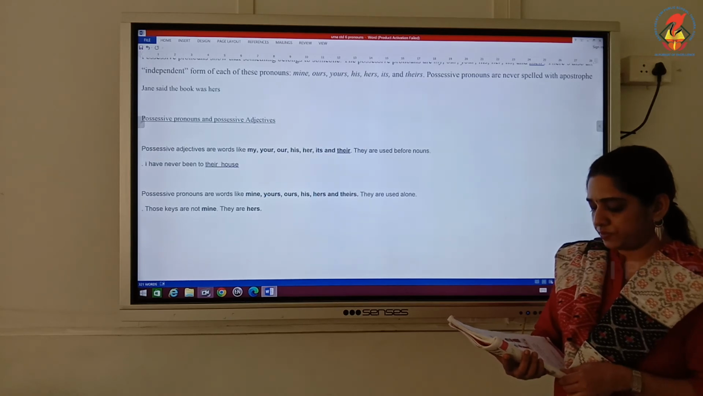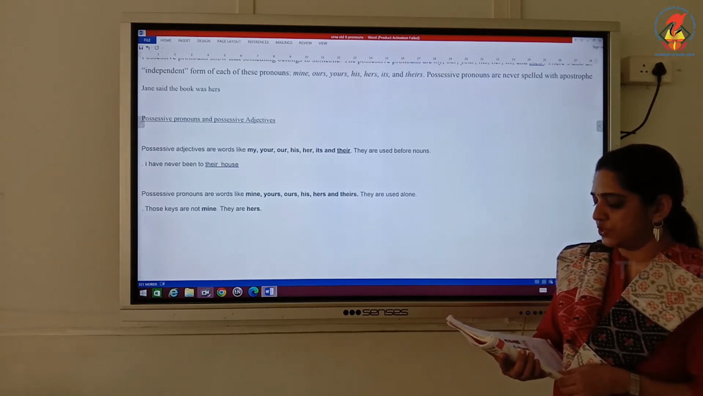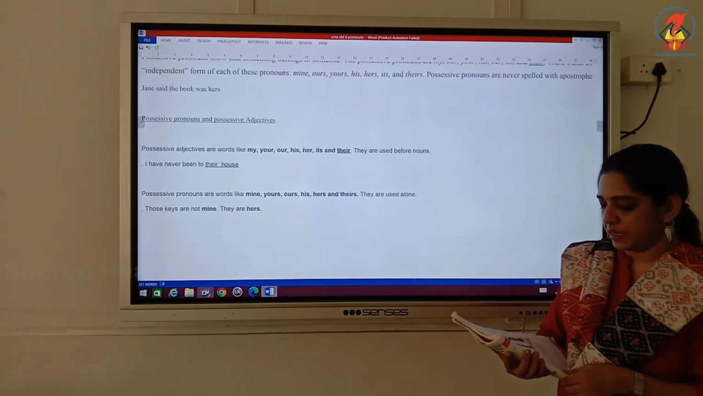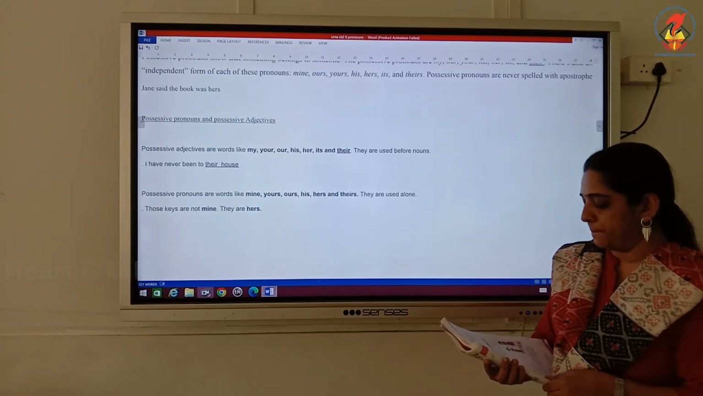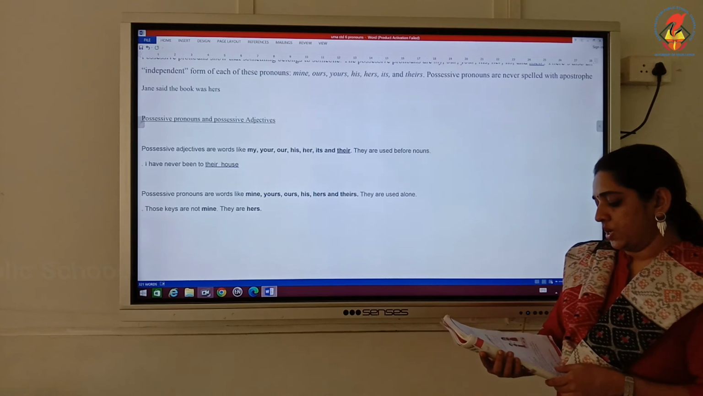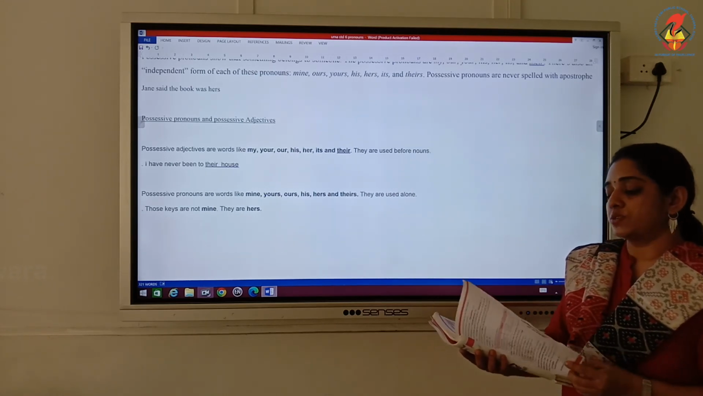Then, send the letter to him. Which pronoun can you use? Send the letter to them. Okay, so use your common sense and find out the rest of the answers, and we will discuss it in the Google Meet. Now turn the page.